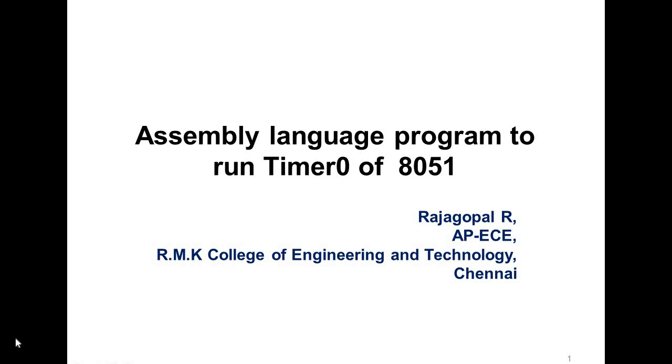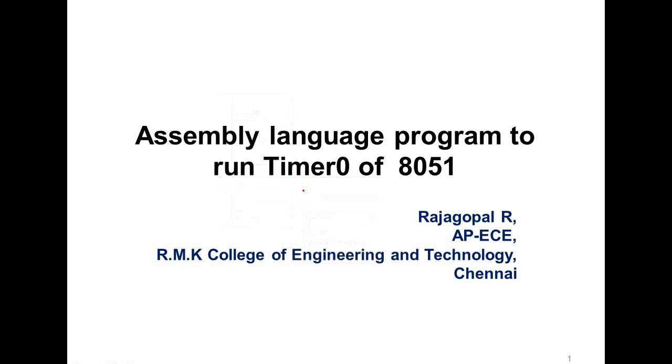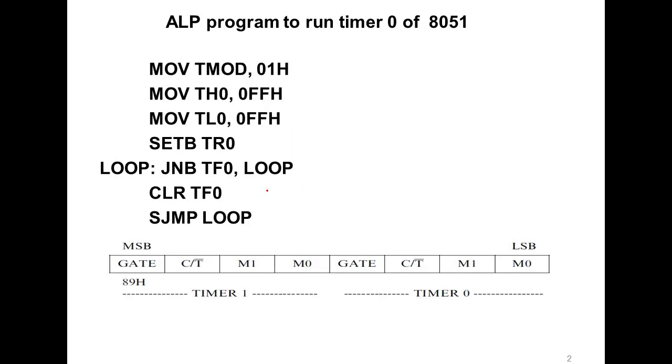Hi learners, now we will understand about running timer 0. It is the 8051, which we have studied in the 4th unit. In that we studied special function registers and the timer function of the 8051. Now we will write a small, simple program on how to run timer 0.